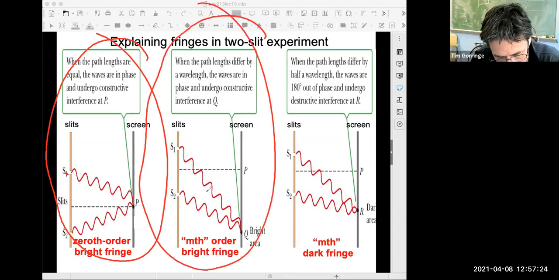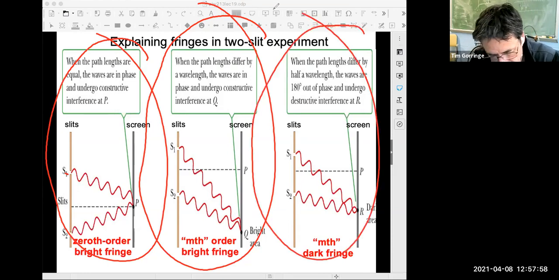Middle sketch. This is how you get the other bright fringes. In this case, crest is meeting crest on the screen, trough is meeting trough on the screen. Although it's not equal distances from the two slits, it is a particular distance where, although there's a different number of wavelengths, different numbers of crests and troughs from the two slits, still crest meets crest and trough meets trough. And so you get an nth order bright fringe.